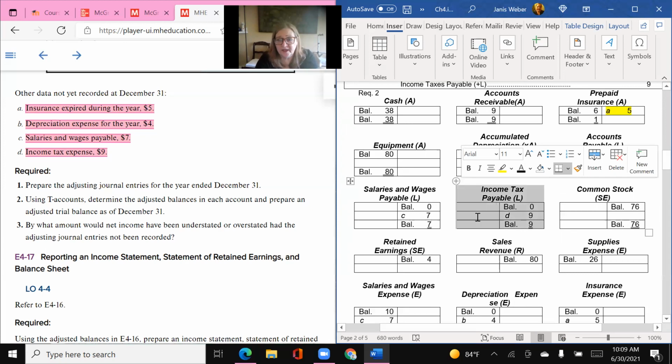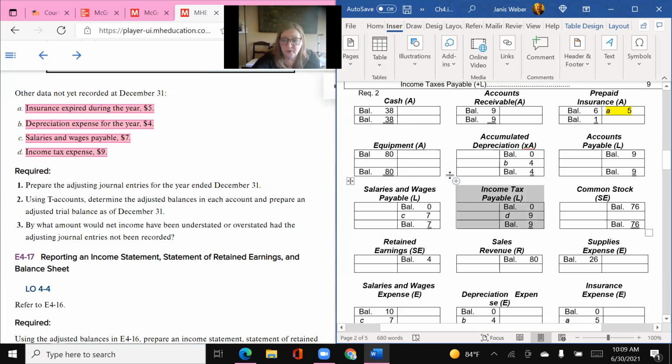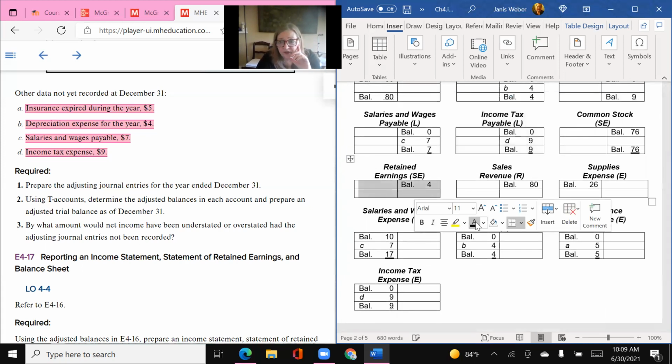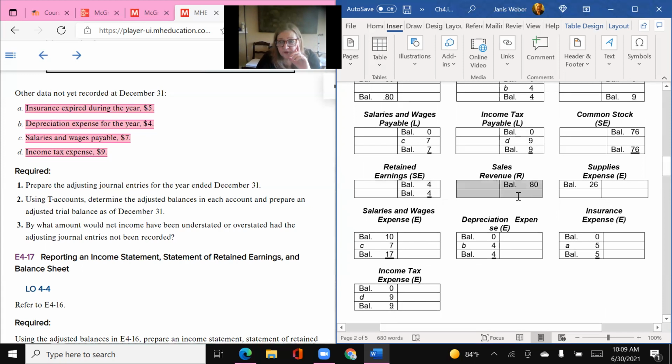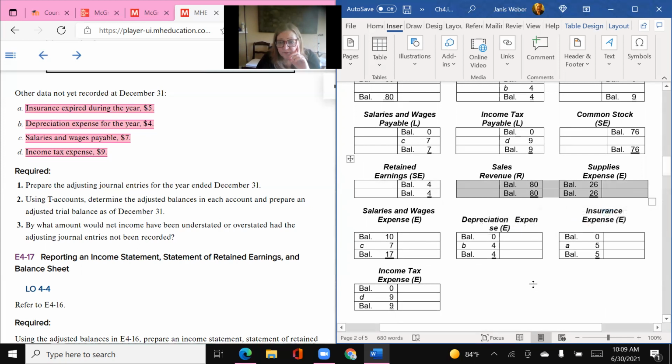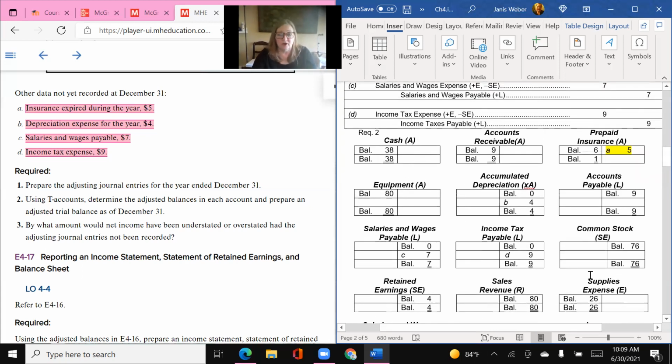Salaries and wages payable and income tax payable changed, but we already pulled those balances down. Retained earnings hasn't changed yet because we haven't closed out yet. Sales revenue and supplies expense didn't change. We've already pulled down the totals for these last 4 expenses, so now these are the ending balances. Whatever the last number is for each account is the balance we're going to pull into the trial balance.